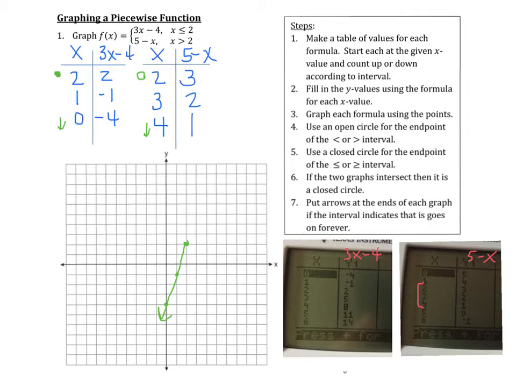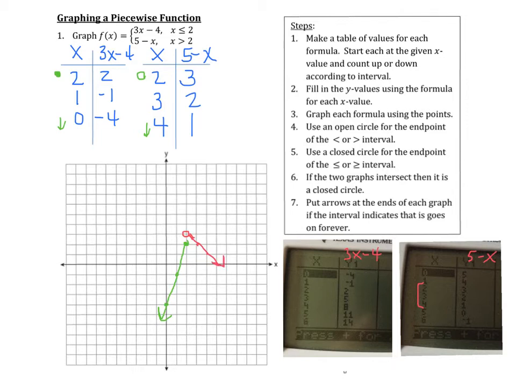Okay? Now I'm going to go on to the second formula, the 5 minus x. As I plot this first point, the 2, 3, I need an open circle. So 2, 3 has an open circle. Then I have the point 3, 2, and then I have the point 4, 1. Now, when I connect those, again, I could draw them, and I end up with an arrow pointing in the direction that it's going.